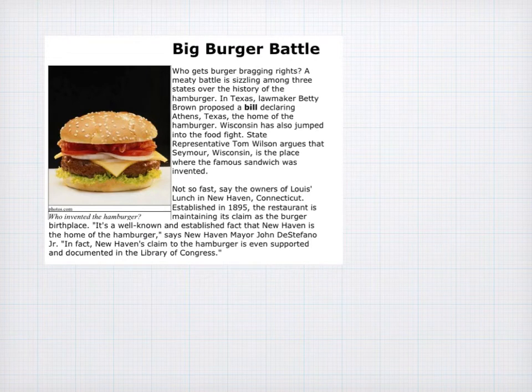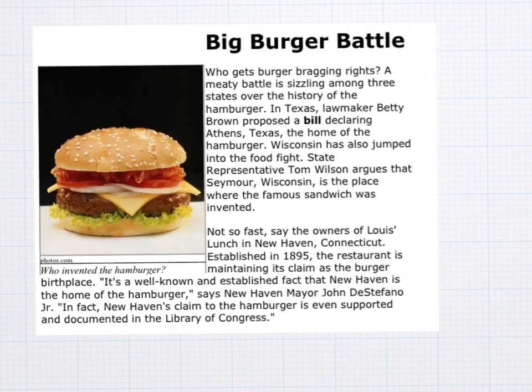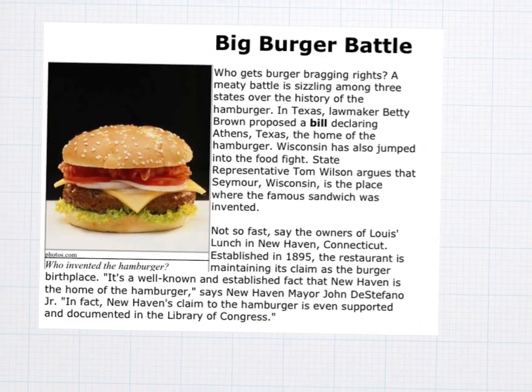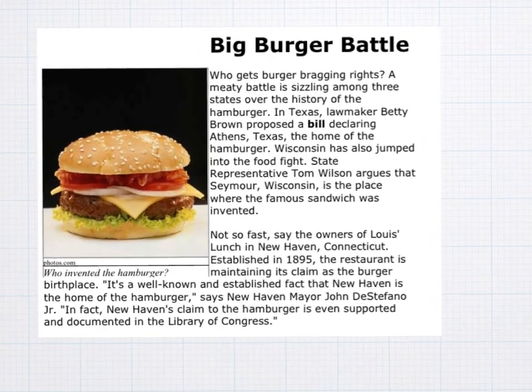Alright, so we are going to practice finding some different literary devices or figurative language in this article. This article is called Big Burger Battle. Now, I can tell right away just by the title, Big Burger Battle, I'm using alliteration because each of the words has a B sound. So I know right away that this is alliteration.